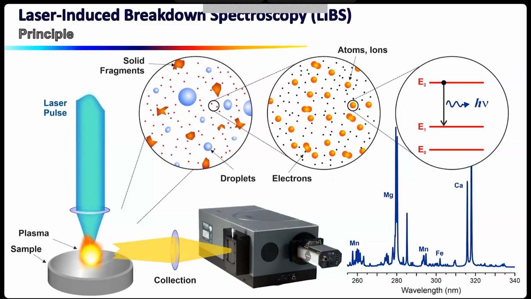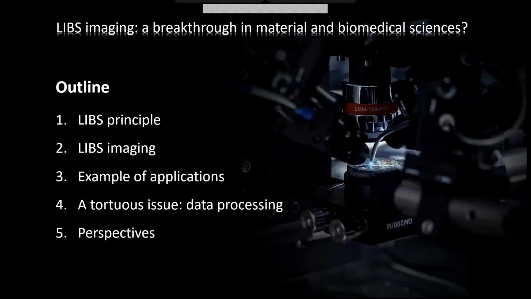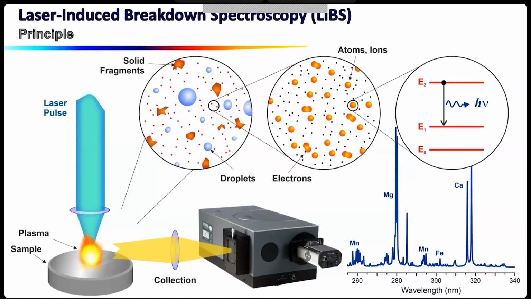And if you collect the light with an optical spectrometer, you will record an emission spectrum where the emission lines that you will see are very specific to the elements, and the intensity of these emission lines will be related to the concentration of these elements inside the sample.